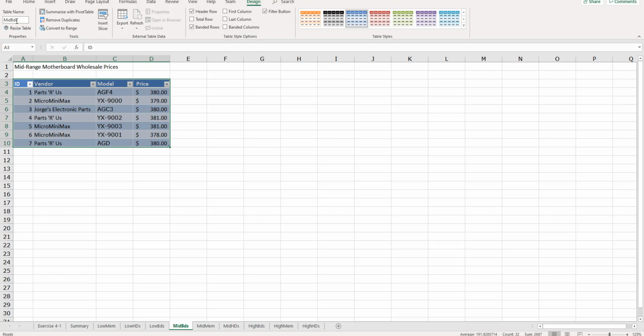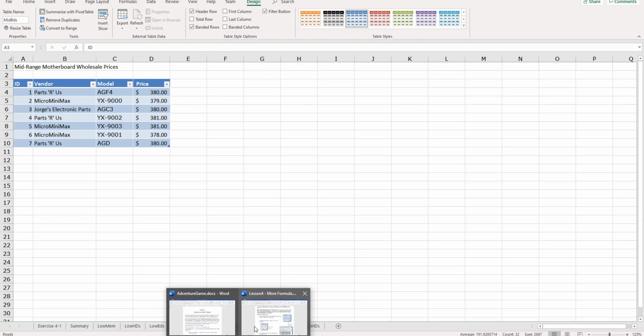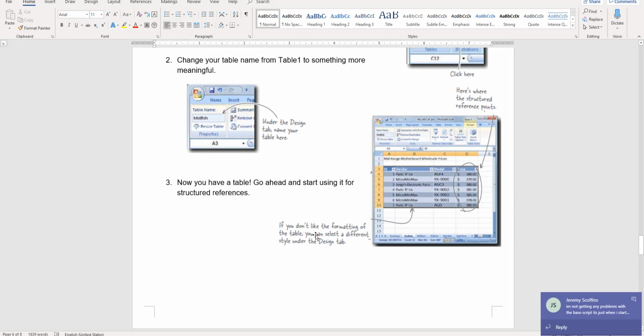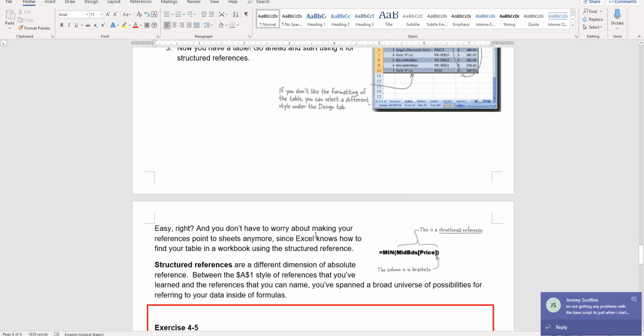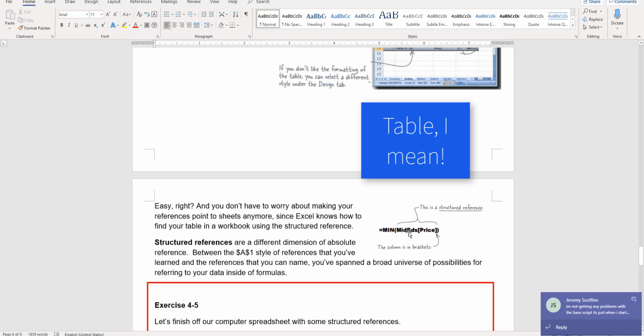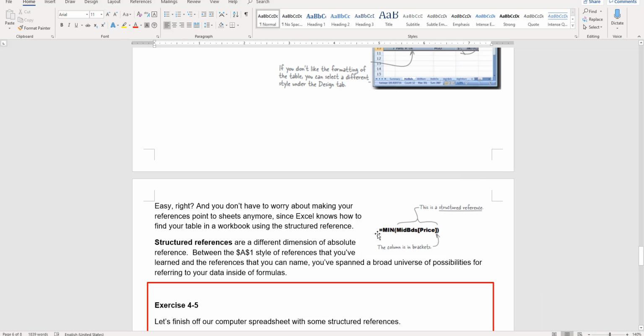And so once you've got that, if you take a look back here at the instructions, right? So you've got a table, go ahead and start using it for the structure references, right? And you'll be able to use that. So now you can go minimum, you can choose the spreadsheet, okay, or the sheet, and then the column that it's working in. So pretty straightforward there. And you can do that for the rest. So let's just finish that up just to show you there.